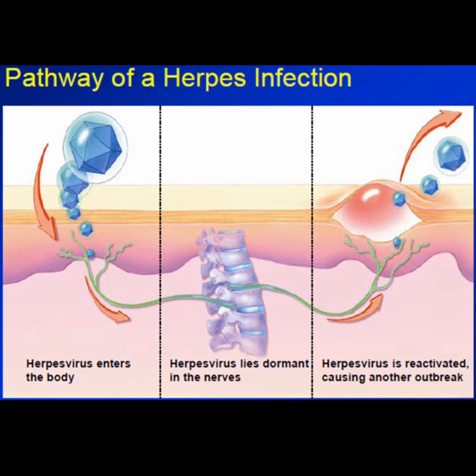Recurrent infections occur when the virus reactivates and travels to the original infection site by way of the peripheral nerve. This explains why infections emerge in the same place time and time again. Causes of reactivation include exposure to ultraviolet light, fatigue, fever, menstruation, skin irritation, and stress.